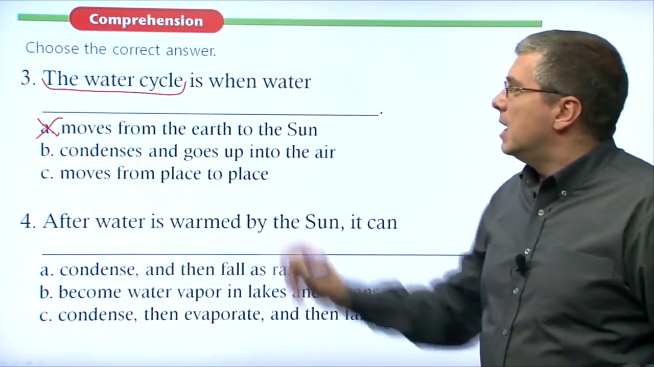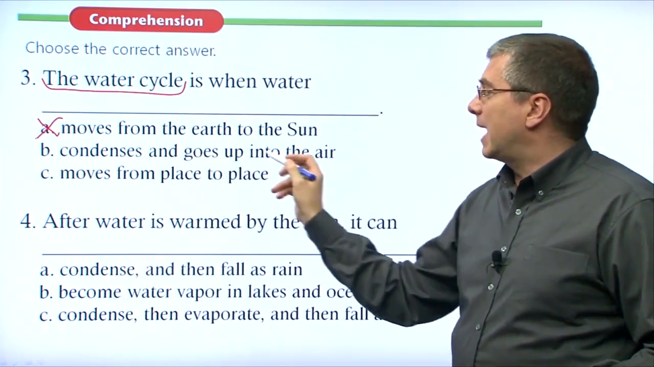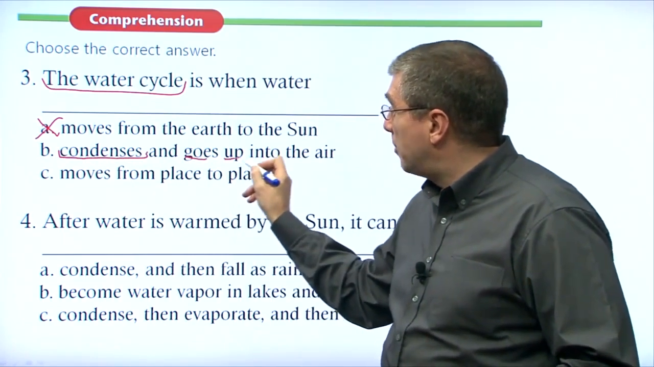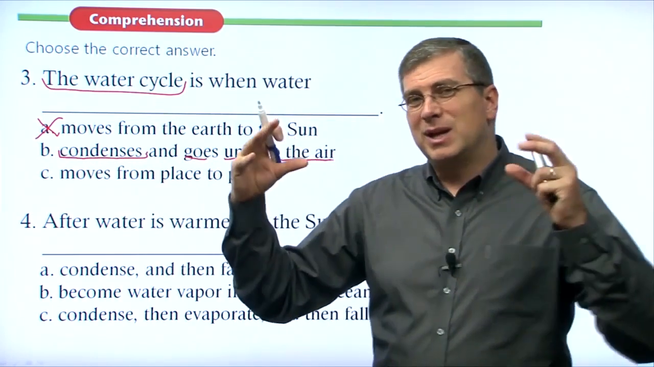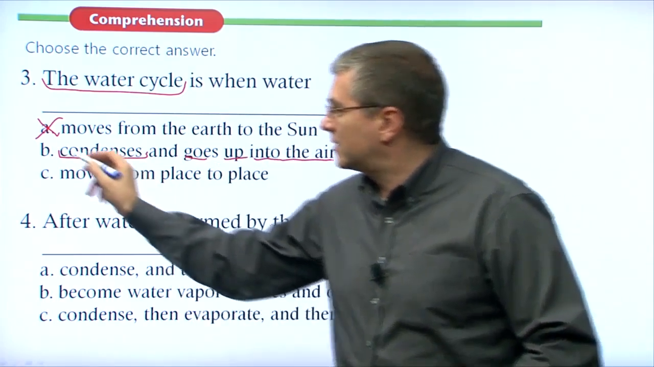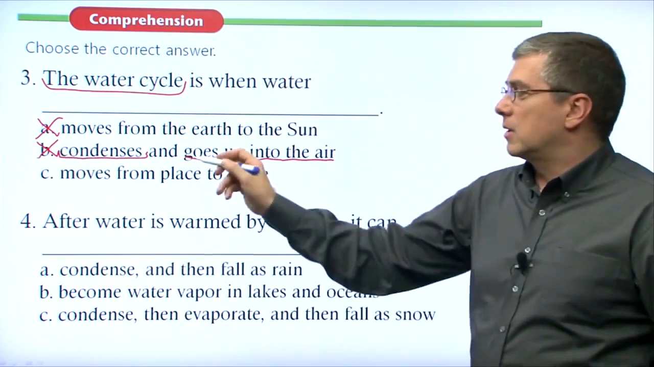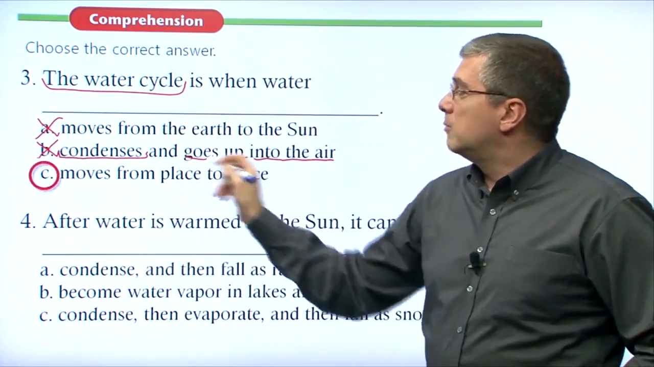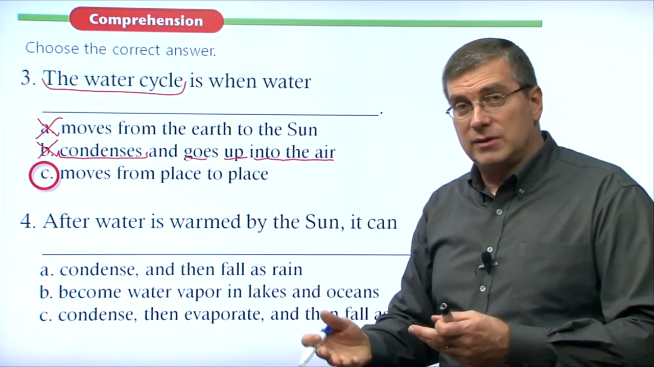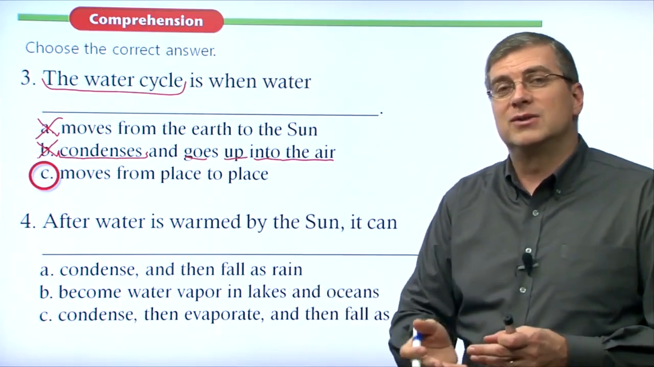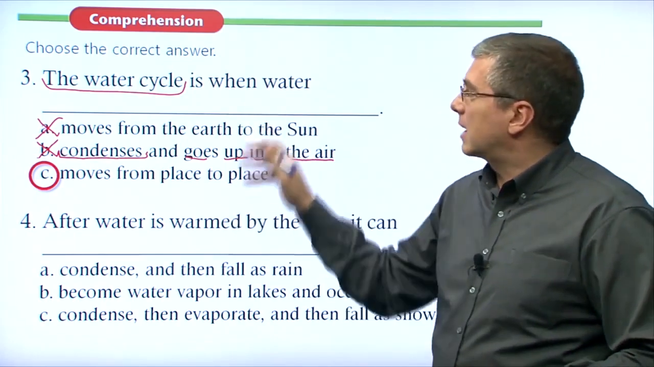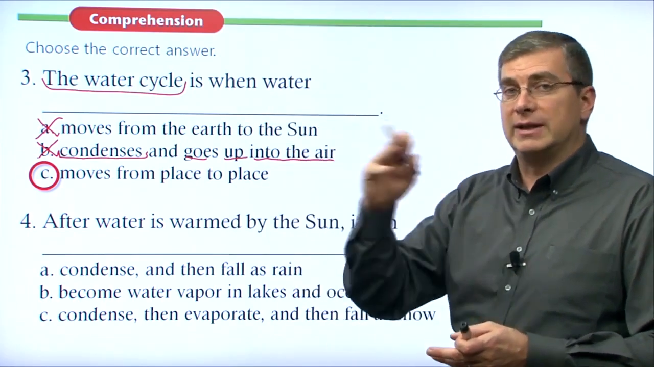That's kind of silly. B, the water cycle is when water condenses and goes up into the air. Does water, when it condenses, go up into the air? When it condenses, it gets together and falls from the air down to the ground, right? So that's not correct. So, of course, our answer is C, when water moves from place to place. It moves from oceans and lakes into the air and then back down to the ground, flows back into rivers, into lakes and oceans, and then starts to cycle again. And that's the cycle. Water is moving from place to place.